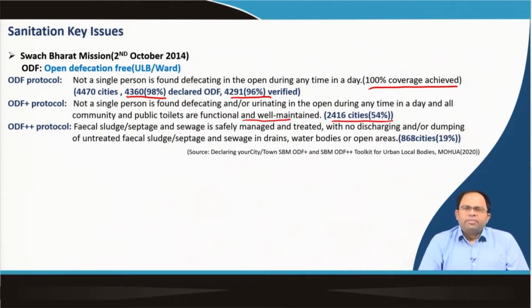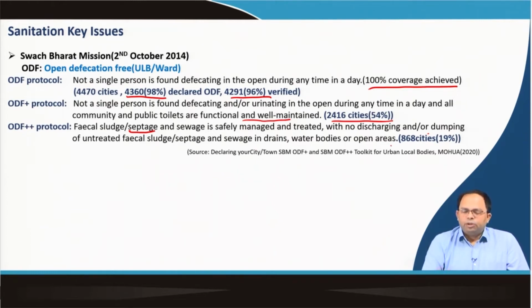Then comes the ODF plus plus protocol, which talks about fecal sludge and septage. Septage is basically the sludge that is generated in septic tanks, which has to be taken out at certain intervals for further treatment. So, fecal sludge or septage and sewage is safely managed and treated, with no discharging or dumping of untreated fecal sludge or septage and sewage in drains, water bodies or open areas.